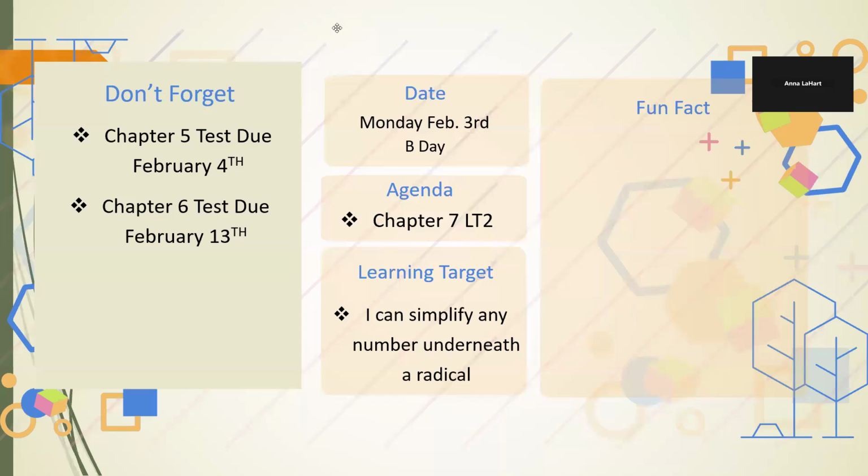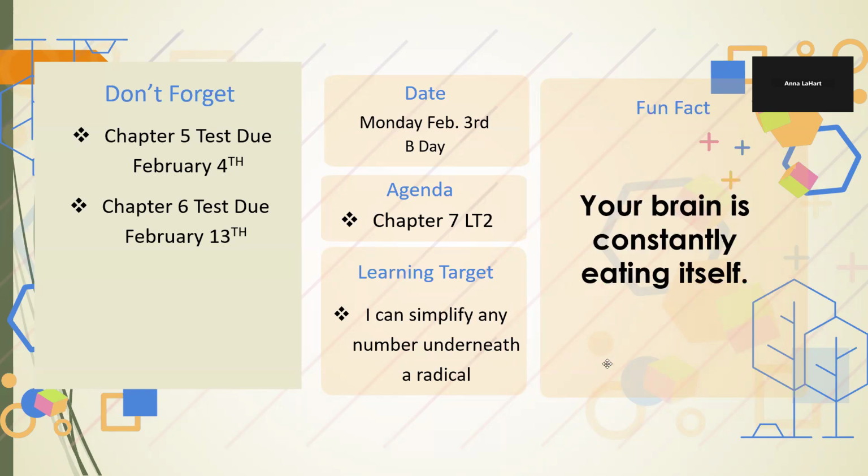All right, here we go. This is chapter 7, LT2. I can simplify any number underneath any radical. New stuff today. Same procedure, but new stuff.